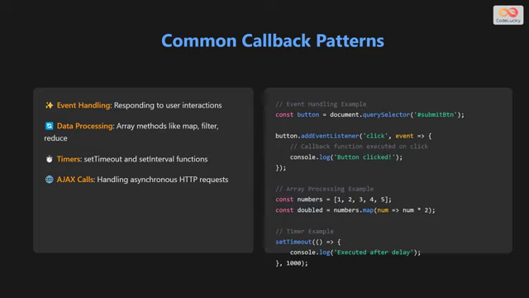Let's examine event handling. We select a button element from the document. We then add an event listener. The second argument to the event listener is a callback function which is executed whenever the button is clicked. When we map over an array of numbers, each number is multiplied by 2 using the callback function. In the case of a timer, the callback function will be executed after a delay of 1 second.